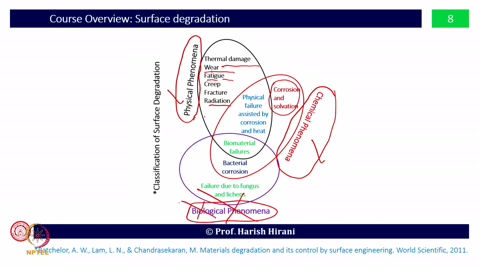There is also overlap between physical phenomena and chemical phenomena. What we are saying is physical failure assisted by corrosion and heat. So, temperature is playing a major role, and in almost every case we have seen, in every corrosion case, temperature plays a major role. With an increase in temperature, heat energy increases, and that causes more and more corrosion in that case. So, that is an important aspect.